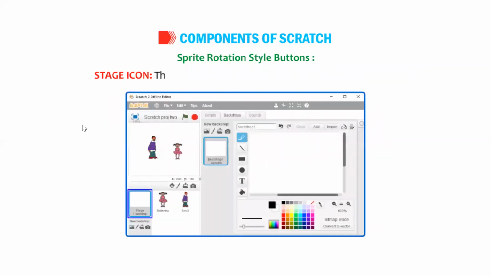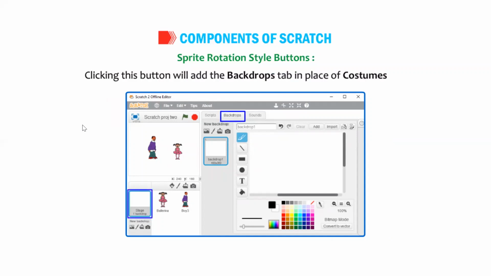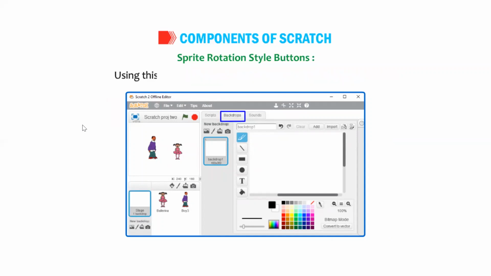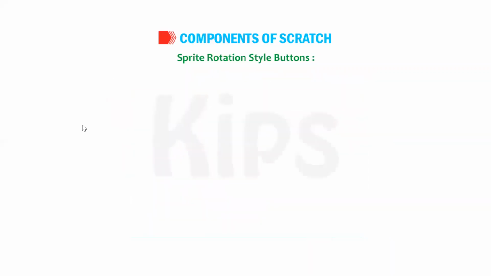Stage icon. The stage icon is present at the left of the sprite list. Clicking this button will add the Backdrops tab in place of Costumes tab. Using this tab, we can import any background on the stage.